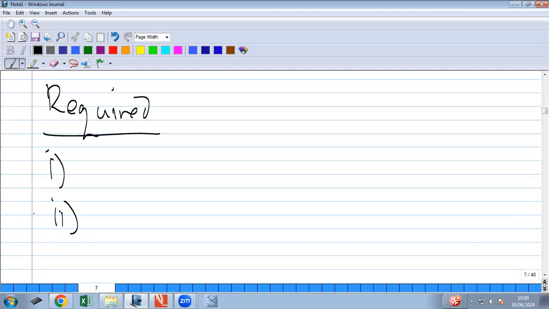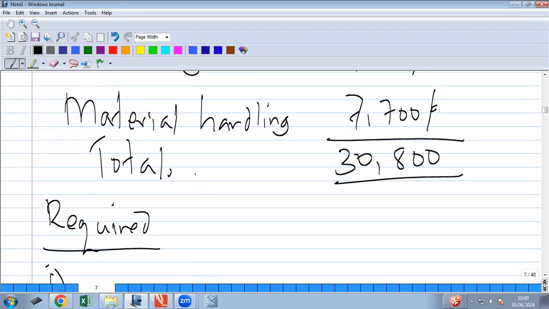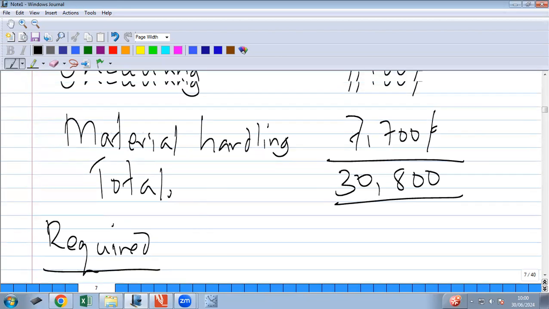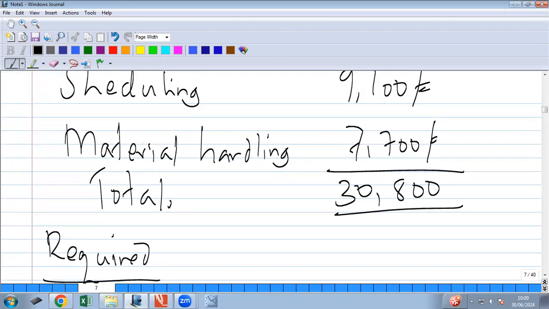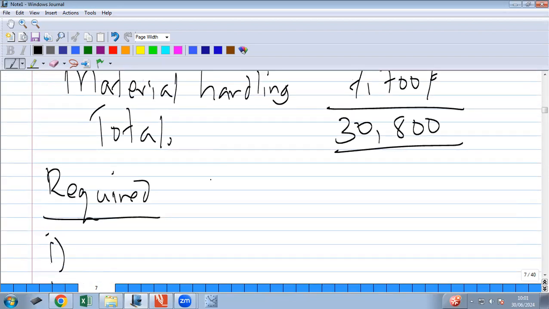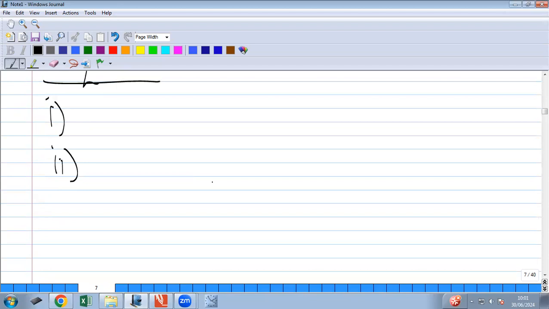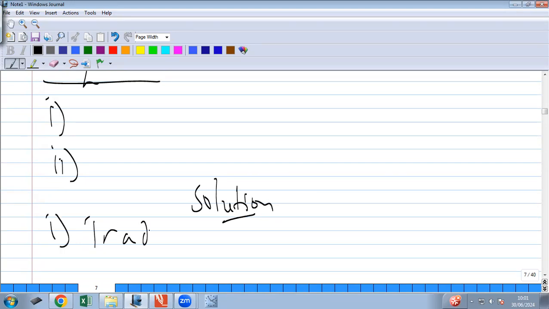Okay. In this particular question here, we don't have the selling price. Maybe we would include the revenue, but now we are only going to base on costs. That means we're going to determine the cost per unit of each product. Let us start with the traditional absorption costing system.